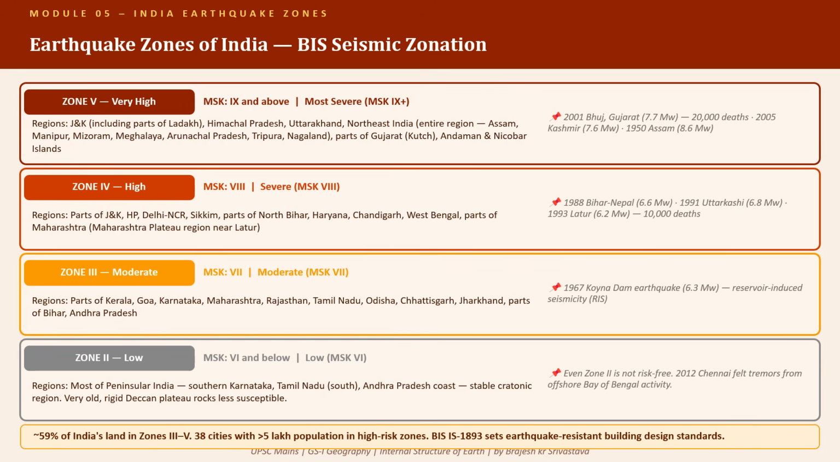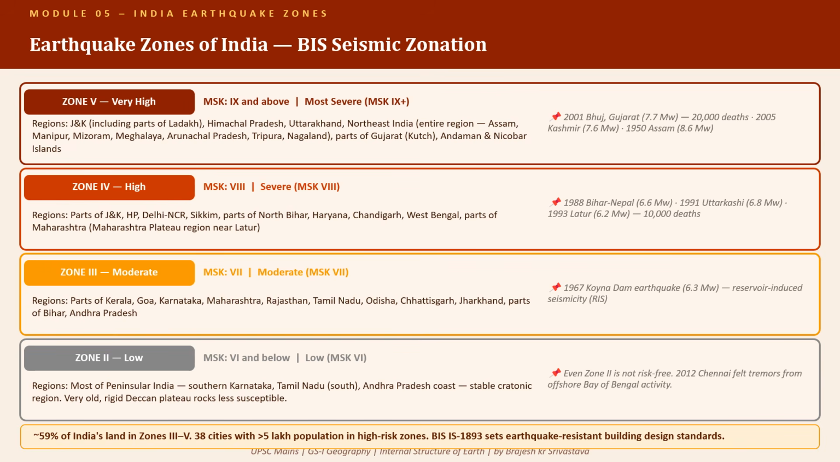Zone 4, high risk. This includes parts of Jammu and Kashmir, Himachal Pradesh, Delhi NCR, Sikkim, North Bihar, Haryana, Chandigarh, West Bengal, and parts of Maharashtra near the Latur region. The 1993 Latur earthquake, 6.2 magnitude, 10,000 deaths, was a wake up call about intraplate seismicity in supposedly moderate risk areas.